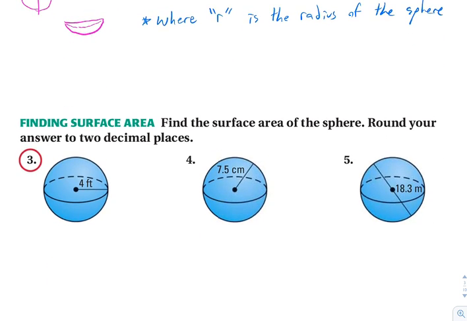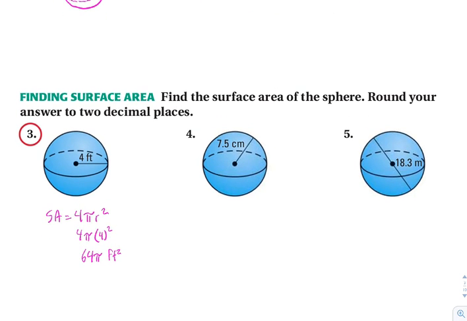So here we go. If we want to find the surface area, well, first one we'd say the surface area is 4 pi. The radius is 4, so it'd be 4 pi 4 squared. And multiplying that together, we get 64 pi, right? And that'd be in square feet because it's a 2D area.